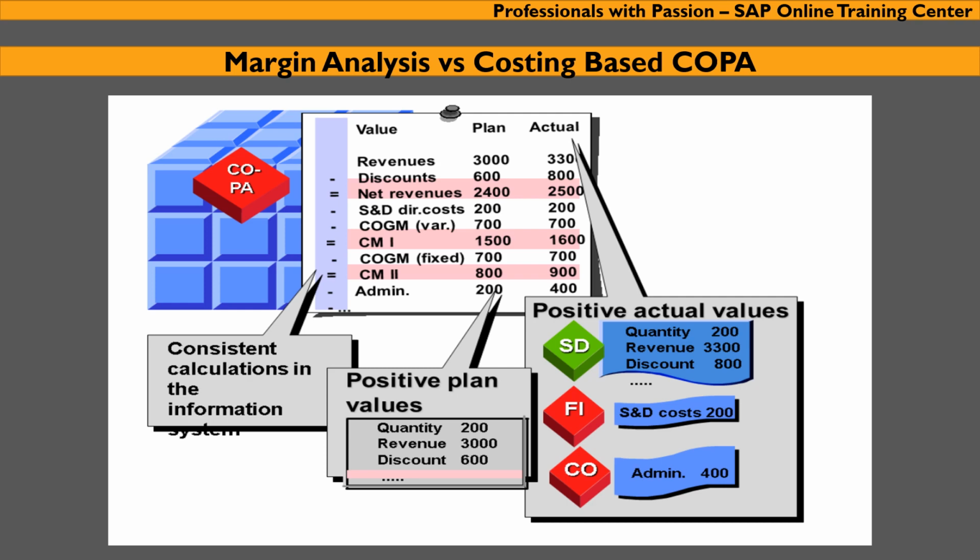For calculating these things, we need to have integration with SD and FICO. From the SD module we are getting the quantities, revenue and discounts, and within FI and CO we will get the sales and distribution cost and administration cost. We can use the assessment cycles and month-end distribution cycles to flow the data from FICO to margin analysis. Later, we can execute the COPA report to get the actual or net revenue. After getting the revenue or net profit, we can get the details at a characteristic level. That is the main advantage of COPA or margin analysis.